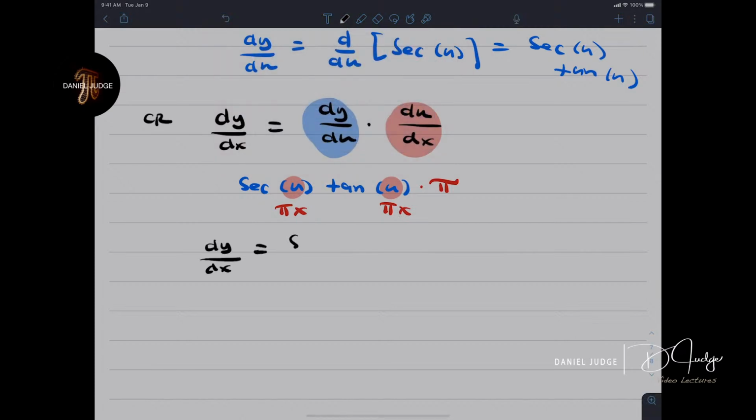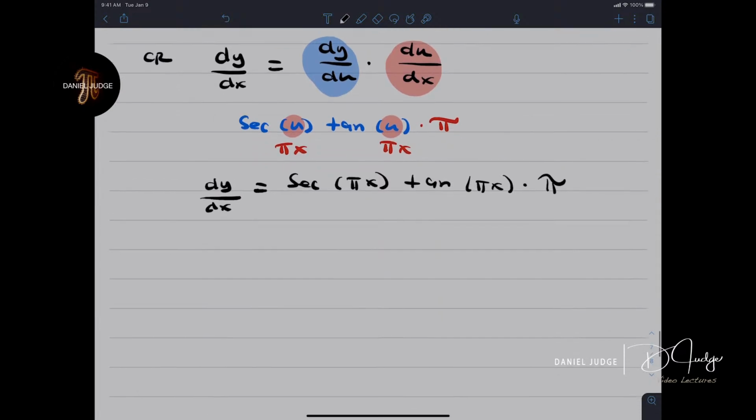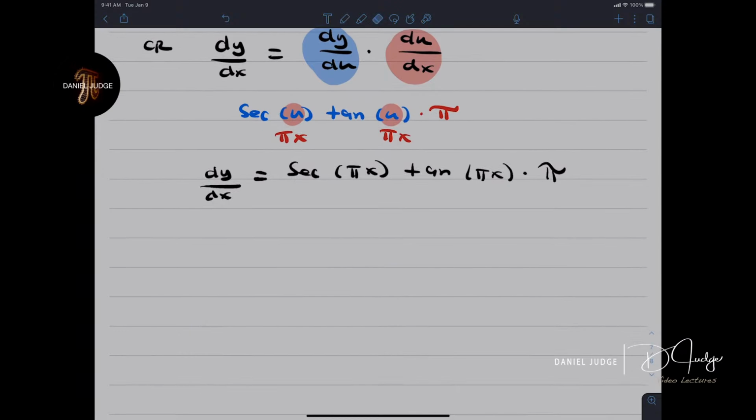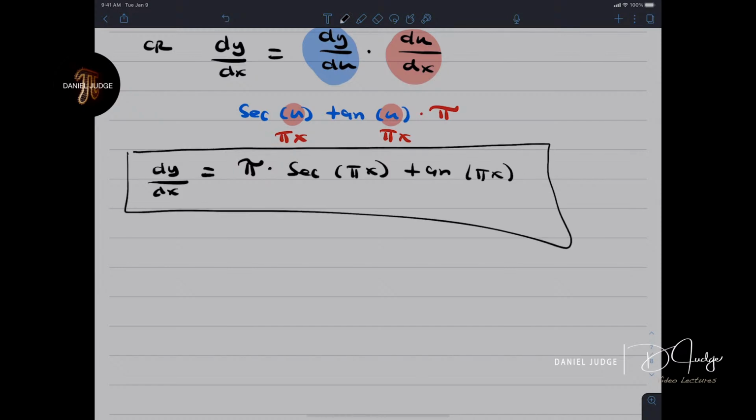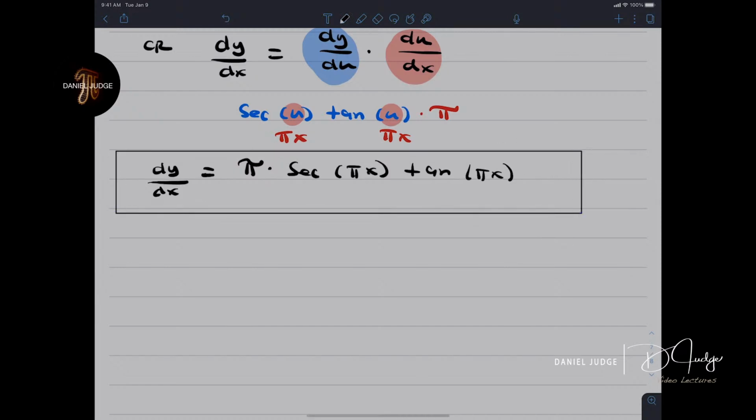dy dx is secant pi x tangent pi x times this constant pi. Now I can't multiply pi with what's in my parentheses because this is function notation. So we typically put pi in the beginning over here. We put those constants. We start off reading left to right with the constant first, so we can switch that order. And there you go. It's chain rule.